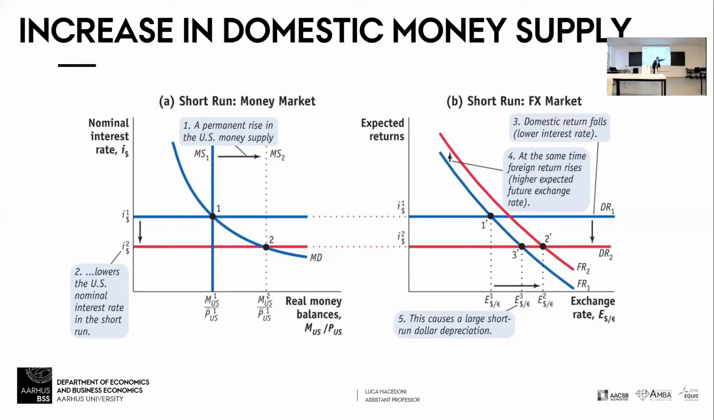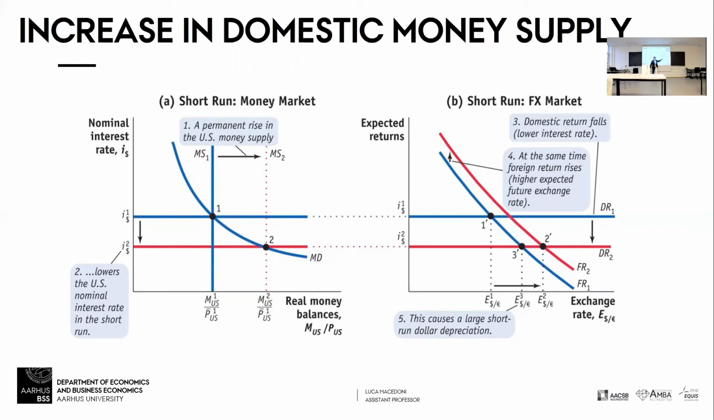Forget about the FR2 for the moment. Forget about the red line. Okay. The interest rate declines. The dollar return on dollar deposit declines from I US 1 to I US 2. That means that our domestic return curve shifts downward. The FR, the foreign return curve, does not move. And so we go from 0.1 prime to 0.3 prime. Okay?